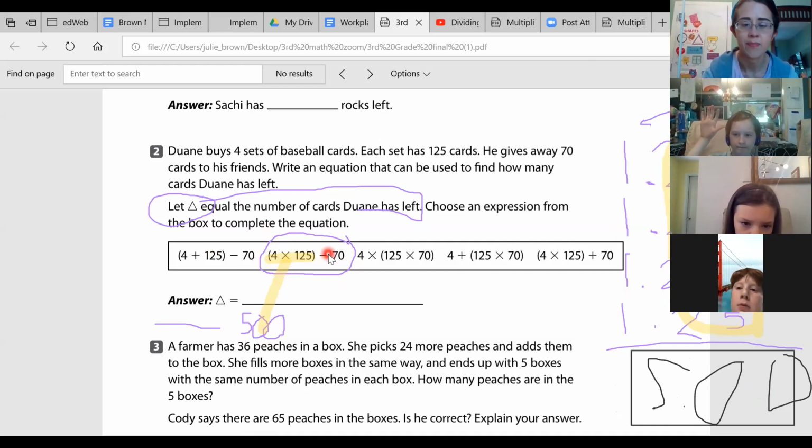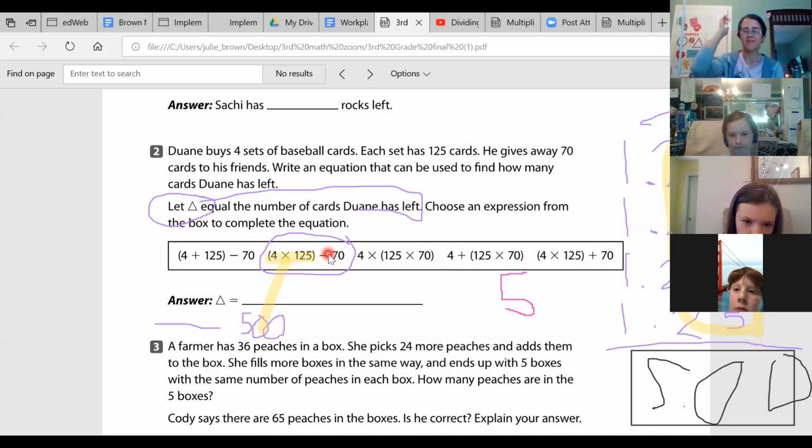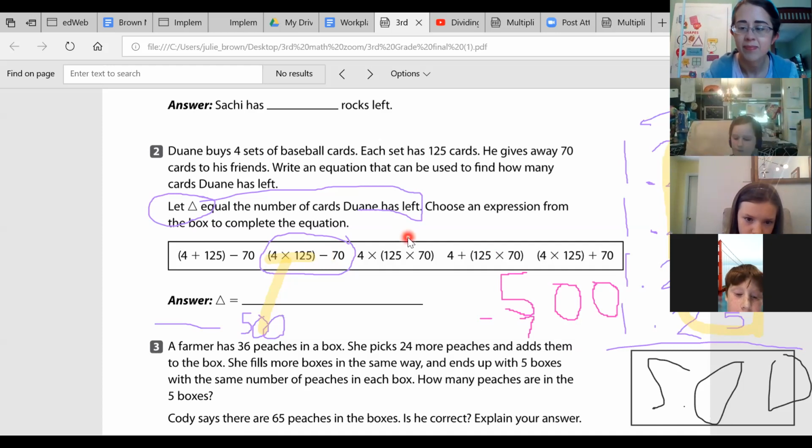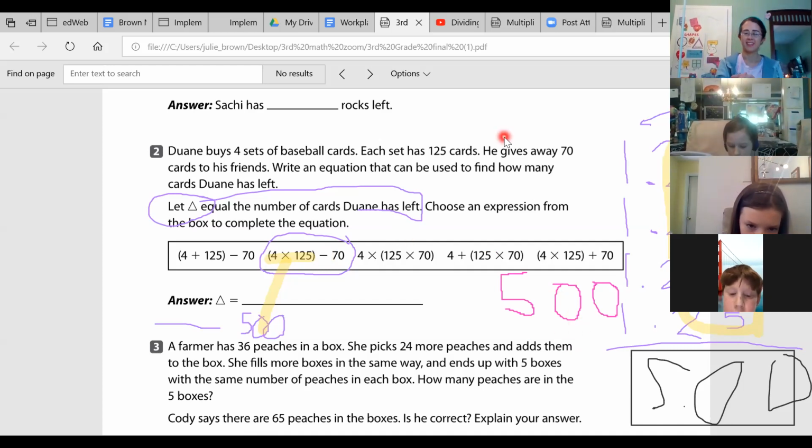I'll draw it for you guys. 500 subtract 70. Careful to put the 70 in the tens. You have to put 70 in the hundreds. What's that? Let's see. So the 7. Okay. 70.